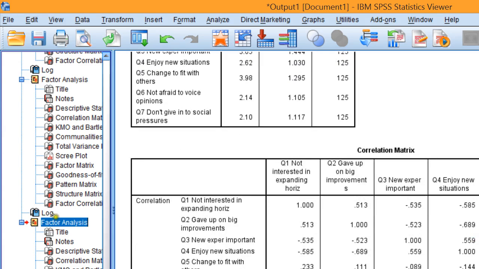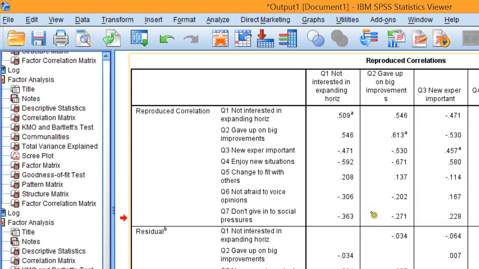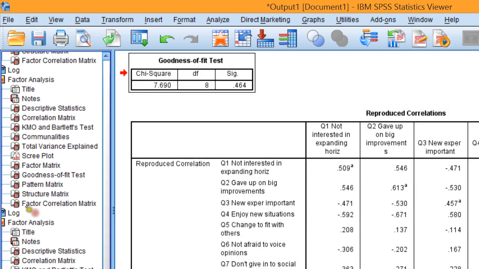So let's go straight down to the reproduced correlations and have a look at the residuals. Now we've got one residual greater than 0.05, which is fine. The rest look really good, so that's great. Let's have a look at our goodness of fit. It's not significant, which is good.